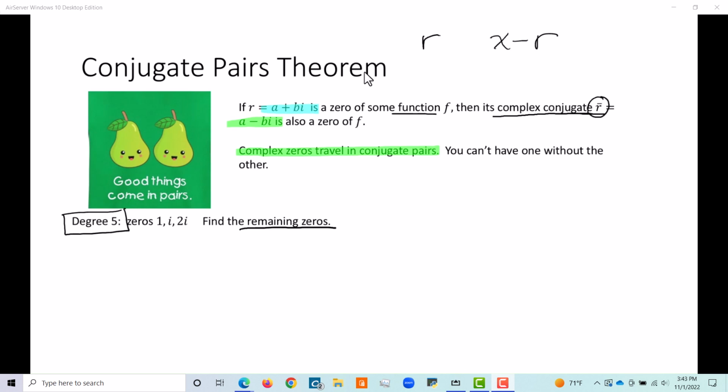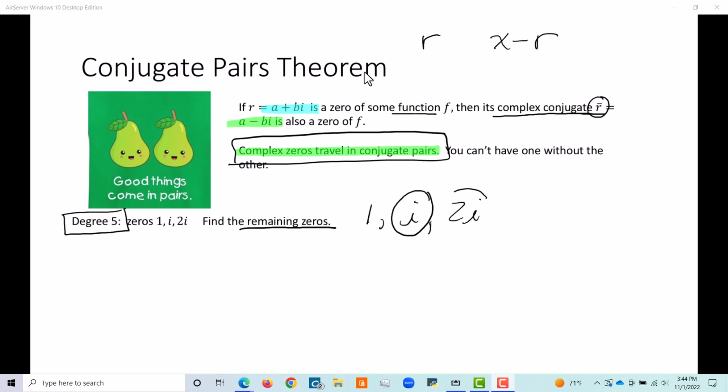You might remember when we introduced polynomial functions that the degree of the polynomial function will tell you the maximum number of zeros. When they tell us the degree, we know we need to have a total of 5 zeros for this function. All right, so we know we've got 1, we've got i, and we've got 2i as zeros. We've got 3, that means we need to find 2, and we are going to make use of this conjugate pairs theorem to find those other 2.